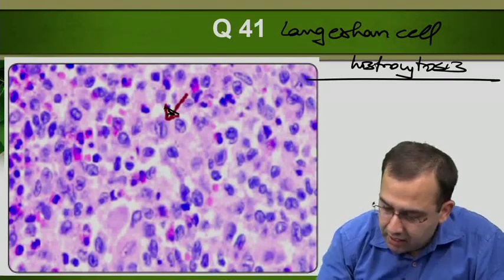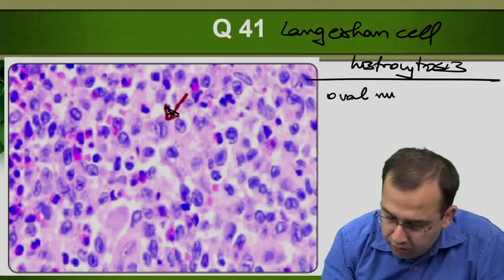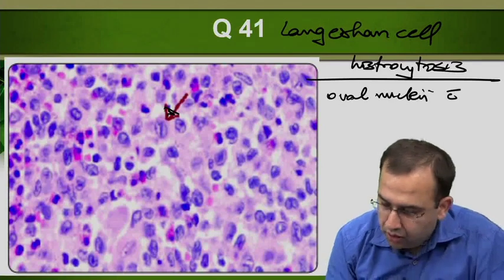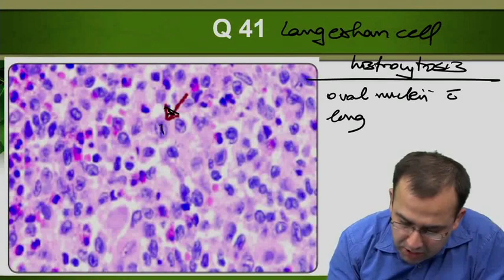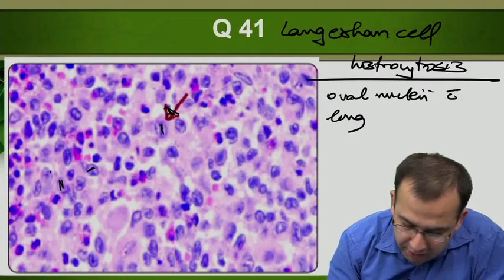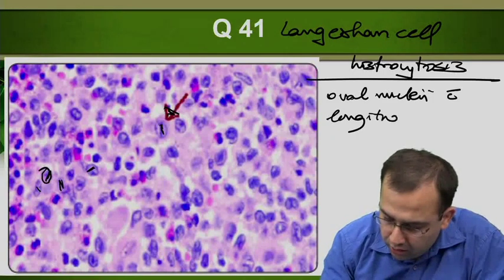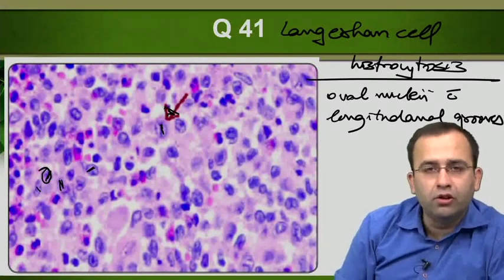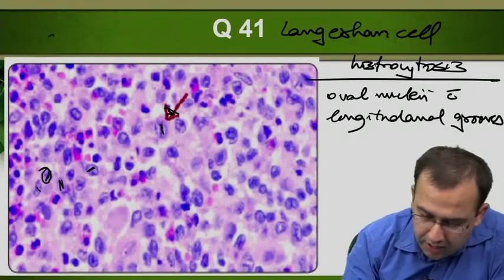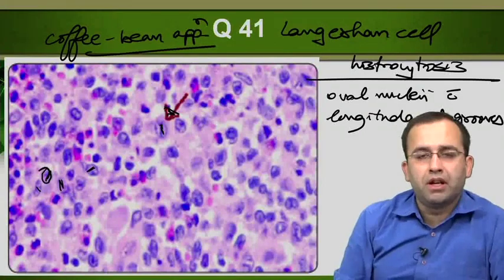What you see here is cells with oval nuclei, oval nuclei with longitudinal grooves. You are able to appreciate the grooving very well. All these are oval nuclei with longitudinal grooves, giving it the classical coffee bean appearance.